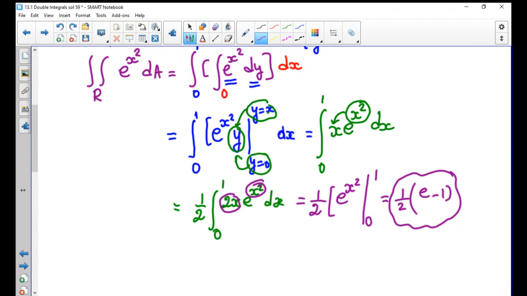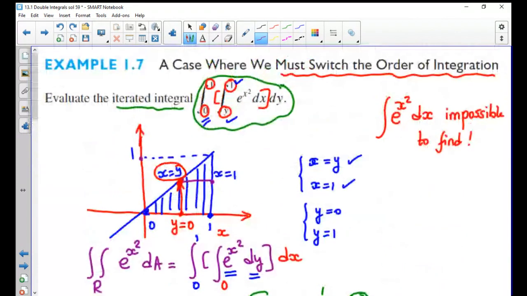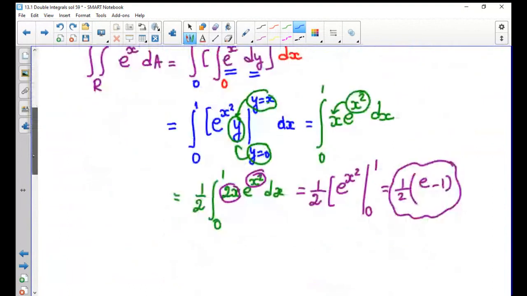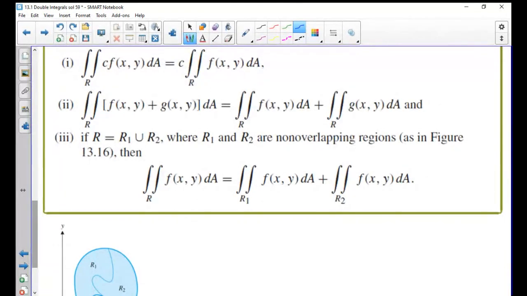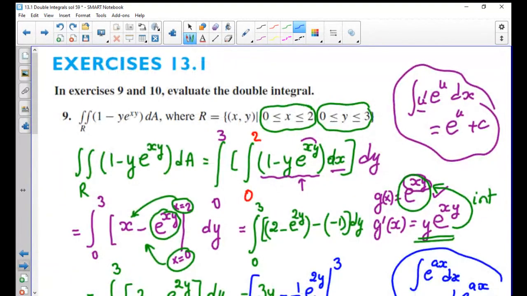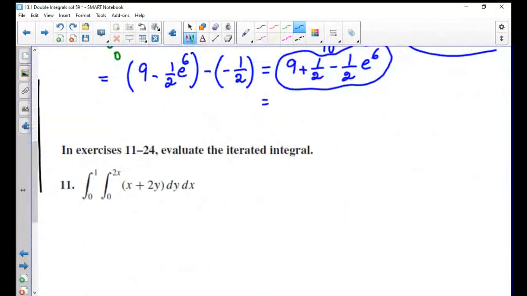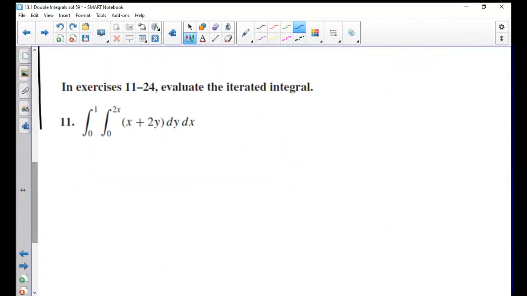So sometimes you will see these kinds of questions where you need to switch the order of integration. That means you need to change the order of integration. But to do that, you need first to graph the region and change the way x and y are varying. That's basically what happens in this section. Let's continue perhaps here.